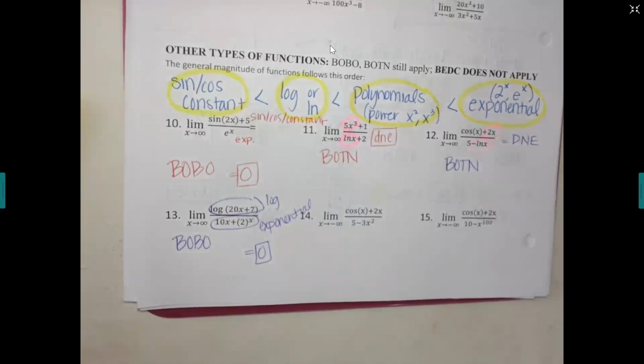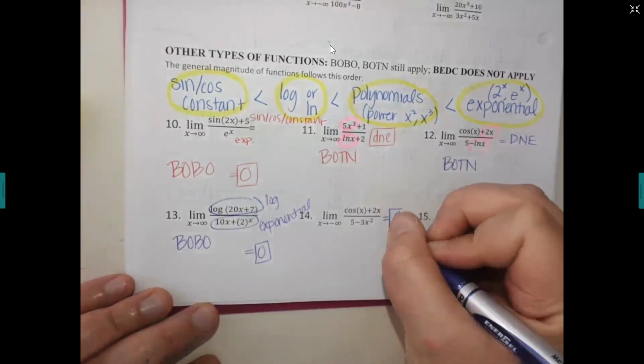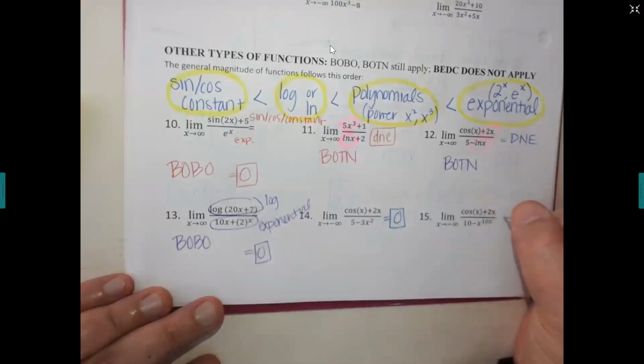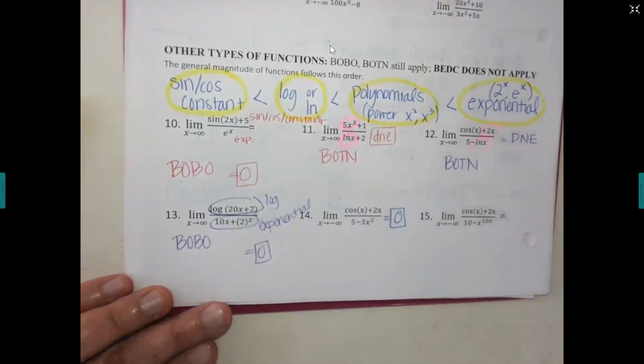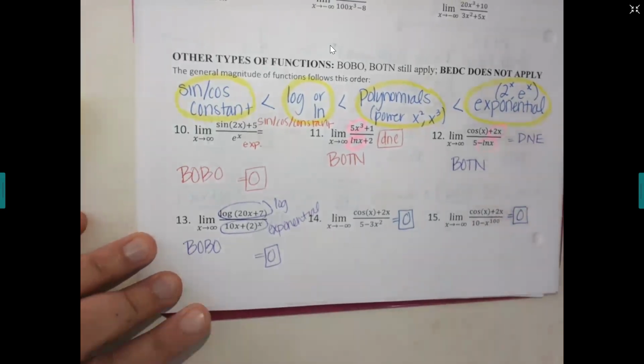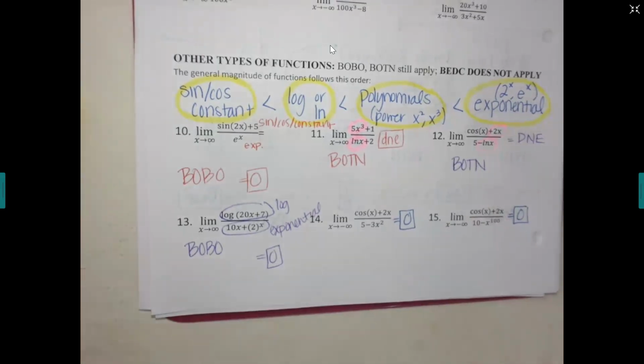Number 14. Sasha, will you tell me your answer, please? Which means it goes to 0. Very good. And then let's go with Annie for number 15. What'd you put? Bobo is correct. Now, for Bobo, sometimes people will say, but wait, aren't they both powers? Yes, but one of the powers is bigger than the other. So if I have a 2x, that's a first power, versus an x to the 100, that is still a Bobo, and he's exactly right. We're going to put 0 for that. Questions on that? Go ahead and turn the page.